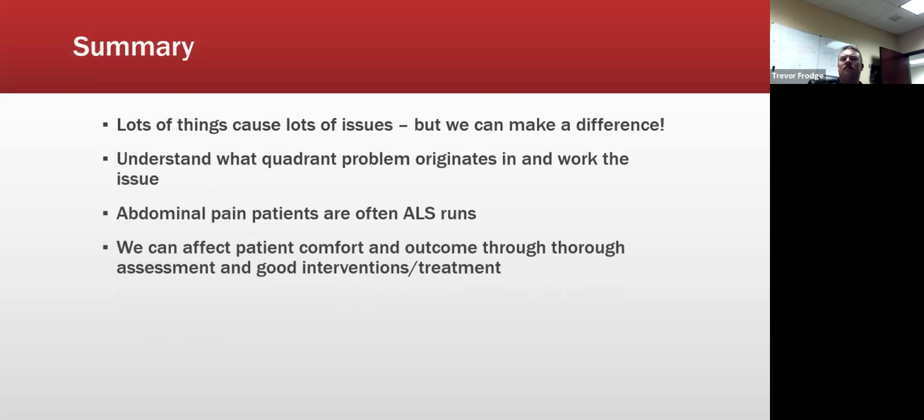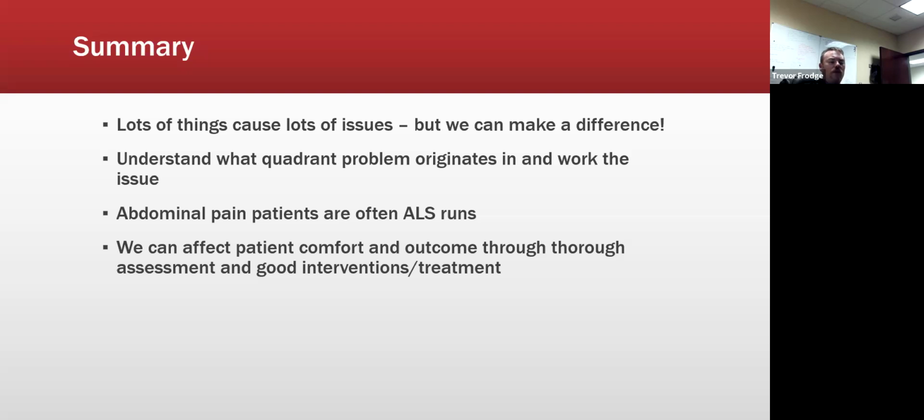So at the end of the day, the belly gives us a lot of problems because there's a lot of things that cause a lot of issues. There's a lot of stuff in the belly, which all have their own independent issues, but we can make a difference with that. If we understand what quadrant the problem originates in, then we can start to work the issue. I start thinking of my right upper quadrant: well, glass P, gallbladder and liver. My right lower quadrant, A, appendix. I go over to my left lower quadrant, that's the small intestine, and then I come back up to my left upper quadrant: stomach, spleen, pancreas.